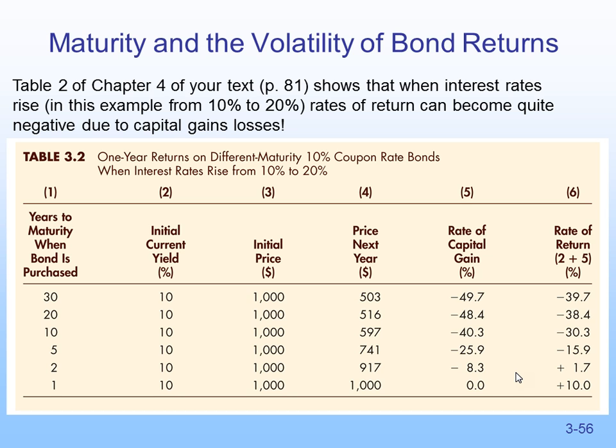So table 2 of chapter 4 in your text shows that when interest rates rise, in this example they doubled from 10 to 20%, rates of return can become quite negative due to capital gains losses. Now, doubling of the interest rate would be really shocking, but that's happened in recent history in both Japan and the US.